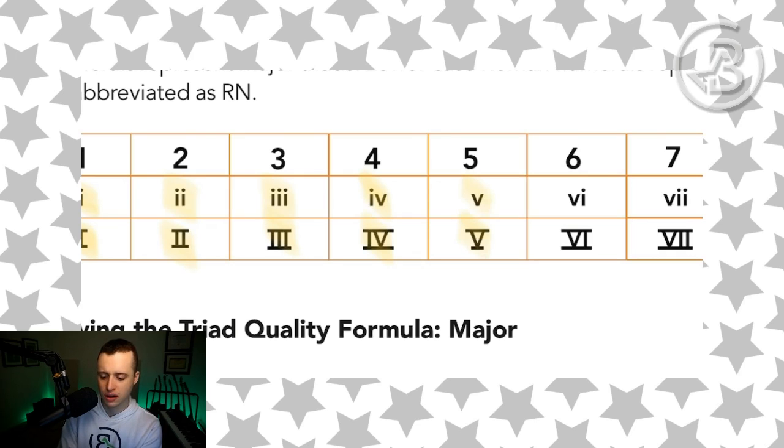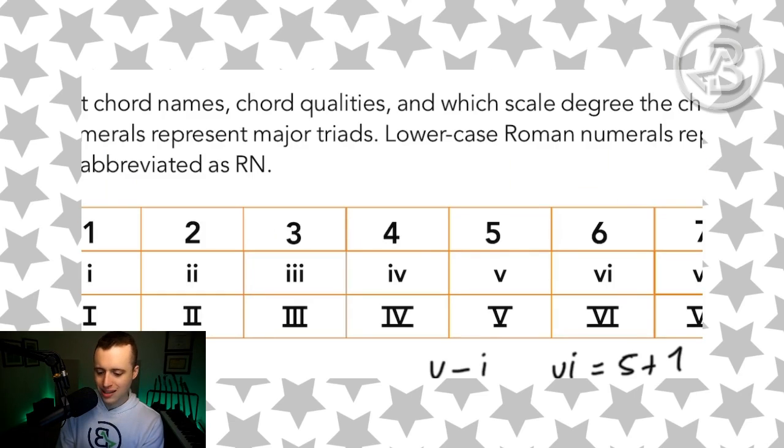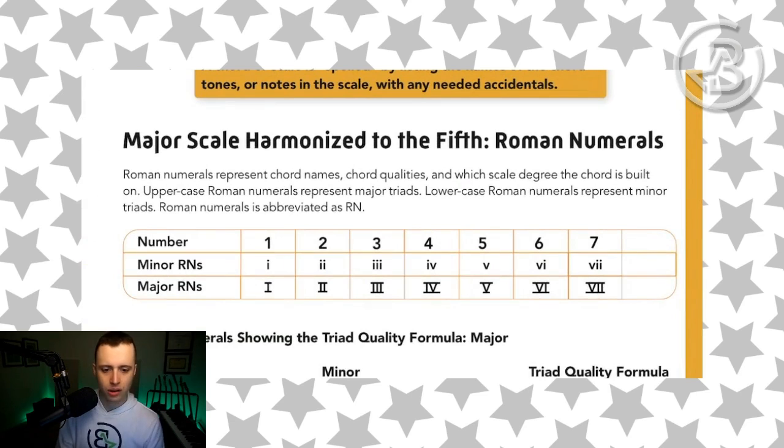5 is just a V, lowercase and uppercase. 6 is going to be a V and then an I. That means 5 plus 1. And then 7 is going to be a V and then 2 Is, which means 5 plus 1 plus 1, which equals 7. So memorize these Roman numerals if you don't know them already. Memorize how they work and memorize each number these Roman numerals are associated with.